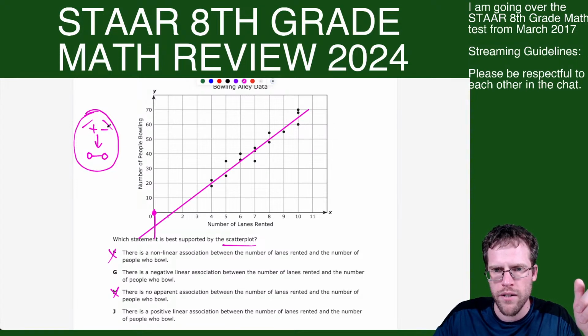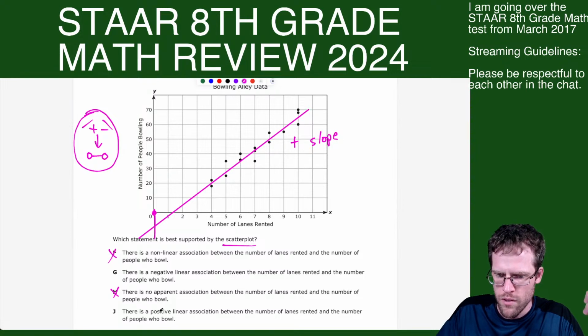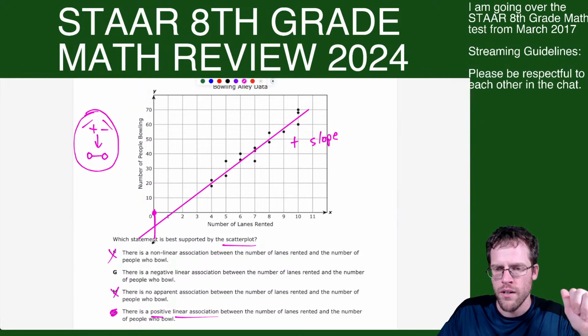Negative slope, your line goes down. A vertical line, the slope is undefined. And a horizontal line has a 0 slope. So here I'm like, oh, this has a positive slope. Okay, positive slope. So there's a positive linear association, not negative. Negative, the line would be dropping.